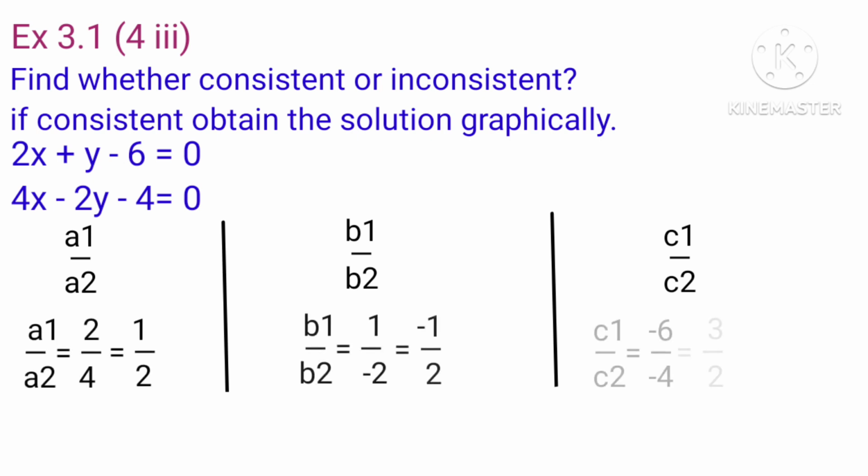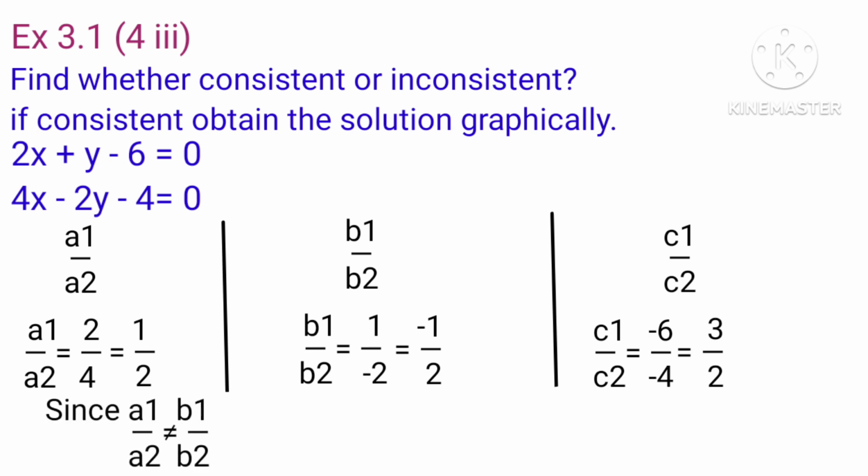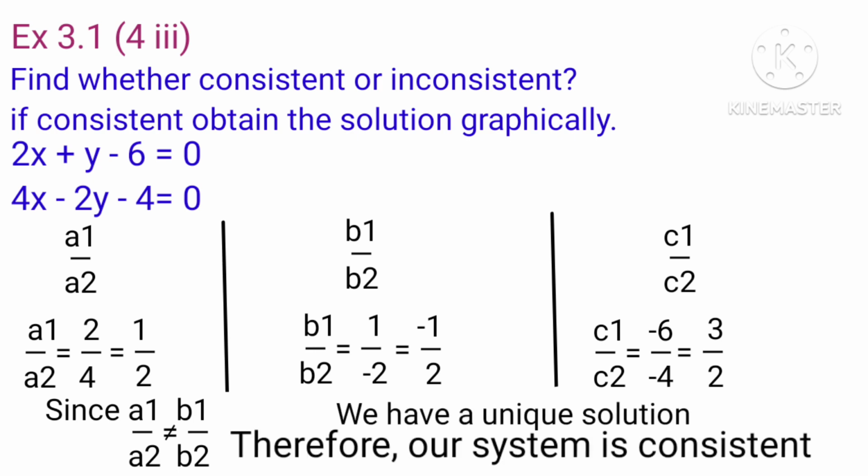So we get a1 by a2 is equal to 2 by 4. So after cancelling it, we'll get 1 by 2. Then b1 by b2 is equal to 1 by minus 2, which can also be written as minus 1 by 2. And c1 by c2 is equal to minus 6 by minus 4. So it can be written as 3 by 2. Since a1 by a2 is not equal to b1 by b2, we have a unique solution. Therefore, our system is consistent.